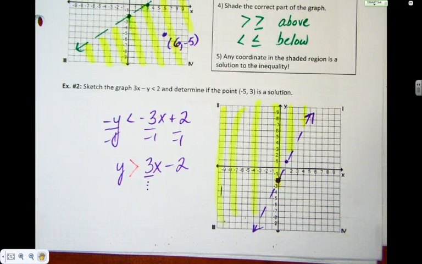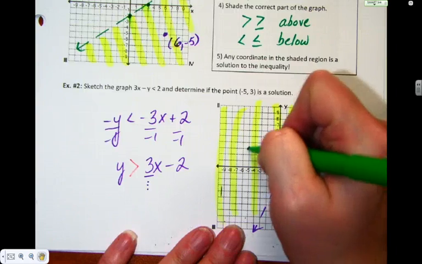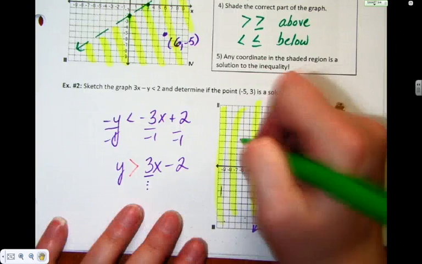Oh, the other part, right. Determine if the point -5, 3 is a solution. How do we know? Find it on the graph. -5, 3. Is it in the shaded area? Yes, it is.